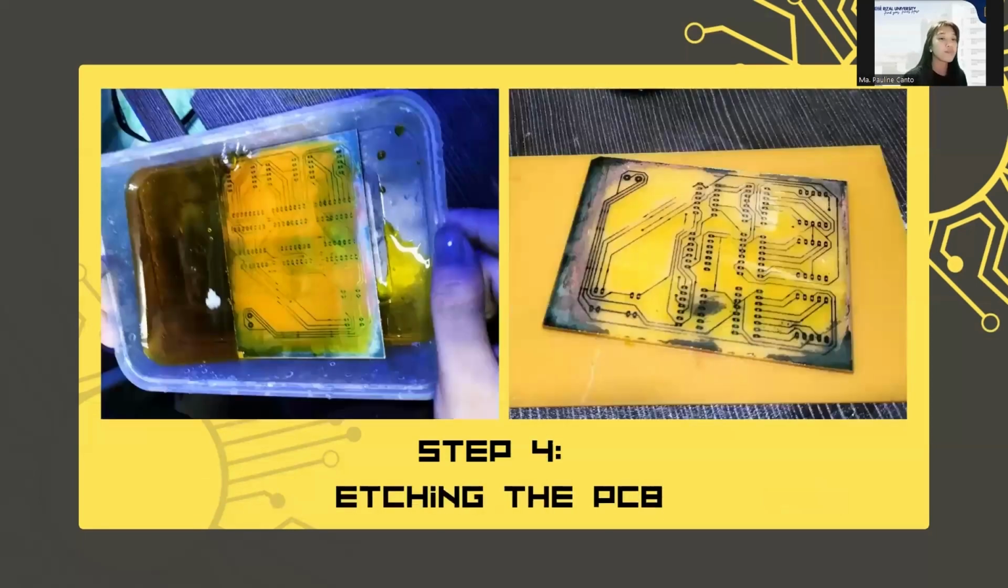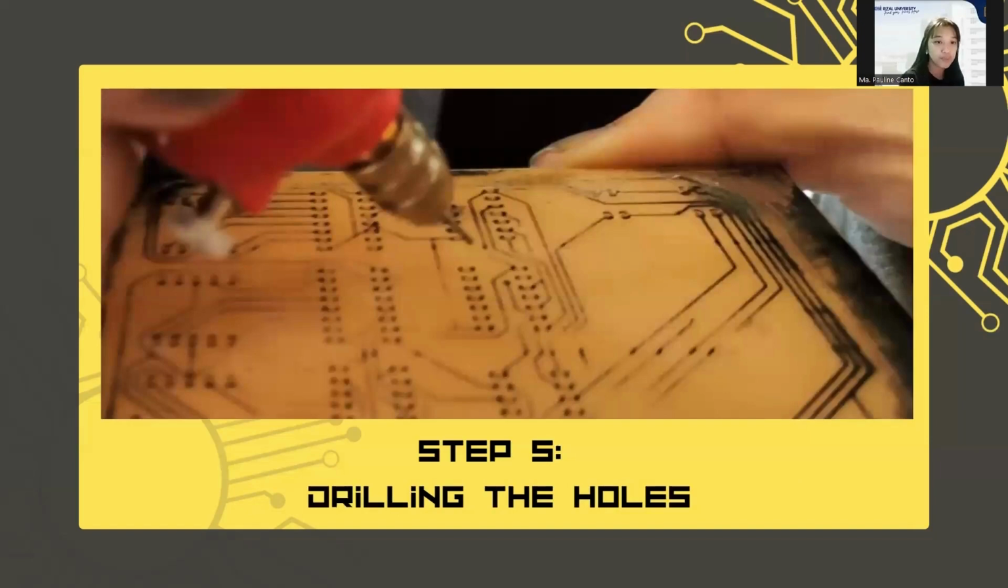For the fourth step, we proceed to etching the PCB. It is done by submerging the photo-developed PCB in the etching solution, which here is ferric chloride. We also need to agitate our tray and observe it until the unmasked areas are dissolved. It took us 25 to 30 minutes to finish this process. The next step is drilling the holes. We use a mini drill for this process with a 0.3 mm drill bit. Drilling is done for the holes for the components.